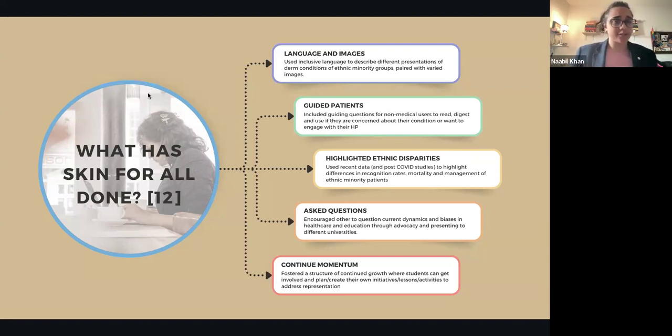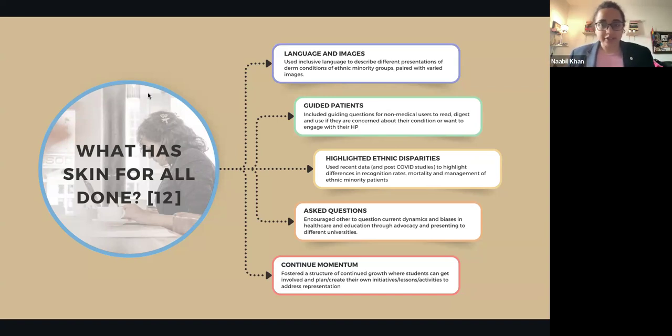So whether you are a medical or non-medical user, that awareness is still being gained, and hopefully for medical users, that will inspire you to potentially carry out your own initiatives or learn more about the research that's being carried out currently when addressing racial inequalities.